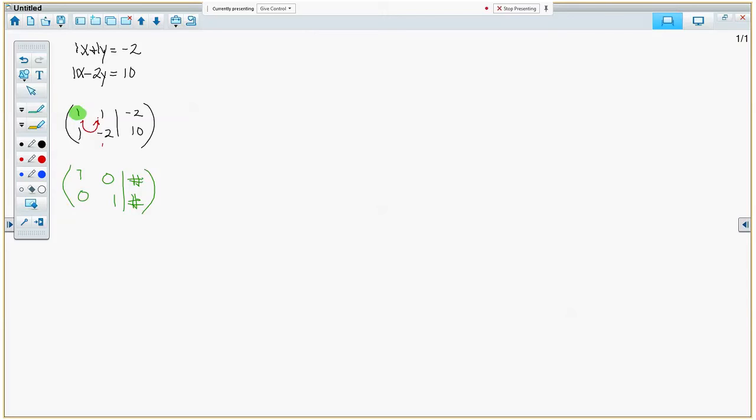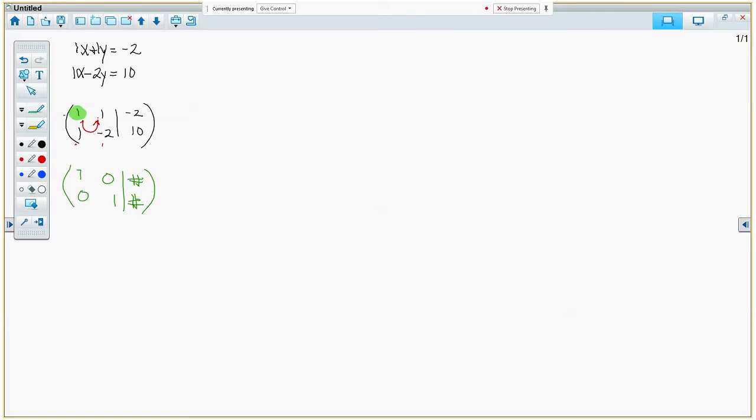So, the first thing I'm going to do is look at the 1, and it's okay. So I'm going to leave it alone. If it ain't broke, don't fix it. But I'm going to change this. I've got to change this to a 0. So I've got to use that to add to that to get it to be a 0.